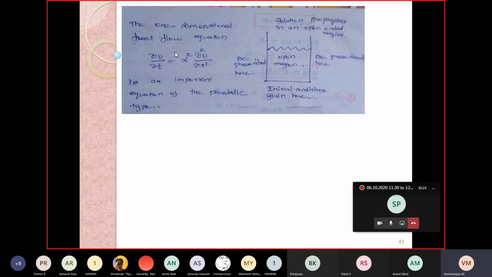You may ask how we can obtain this relation. A little later we'll see this derivation.